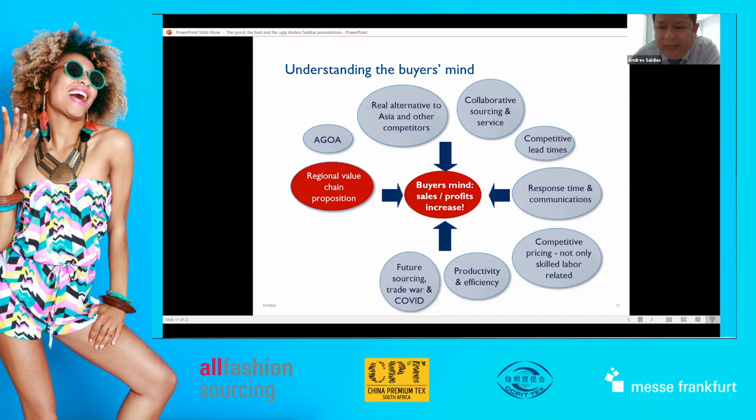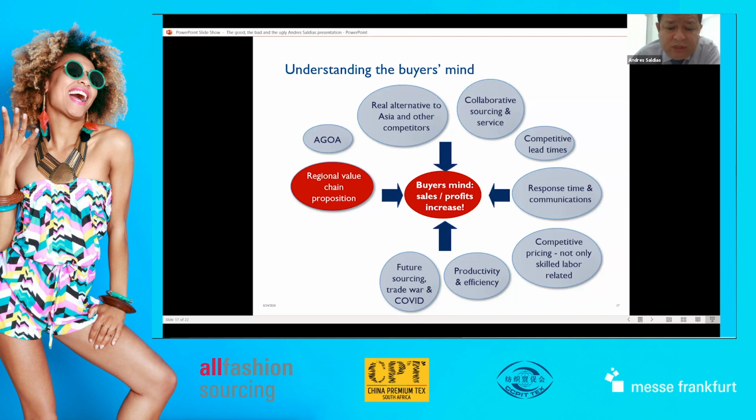Competitive pricing. And again, pricing is not only about labor. It's about the concept of service. Productivity and efficiency is extremely important. Building good shop floors that are reaching 70-75% efficiency will be ideal.